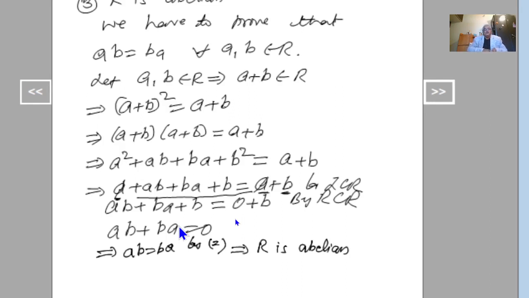So that is here commutative law holds with respect to multiplication for all A and B belongs to R. Therefore, we say that R is abelian. Okay. So this is the second property. Next, I will go for another property.